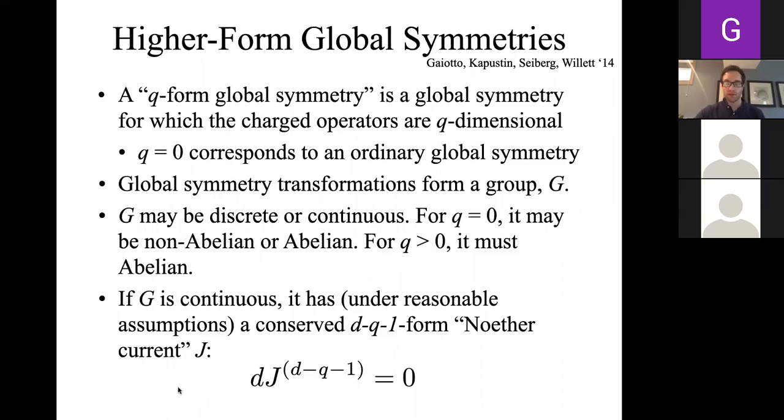When G is continuous, then under some reasonable assumptions, there is a conserved D minus Q minus 1 form current J, which is closed. Some of you may be more accustomed to calling this a Q plus 1 form current. So for instance, you might be used to saying that if you have an ordinary global symmetry, you have a 1 form current. If you prefer that convention, then everywhere you see a J in my talk, you should replace it with a star J, the Hodge dual of J. But in this talk, I'm going to follow the convention of Gaiotto, Kapustin, Seiberg, and Willett in their original paper on this topic. And we're going to call this a D minus Q minus 1 form.